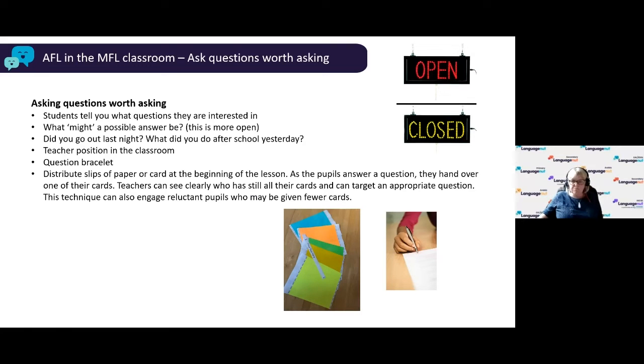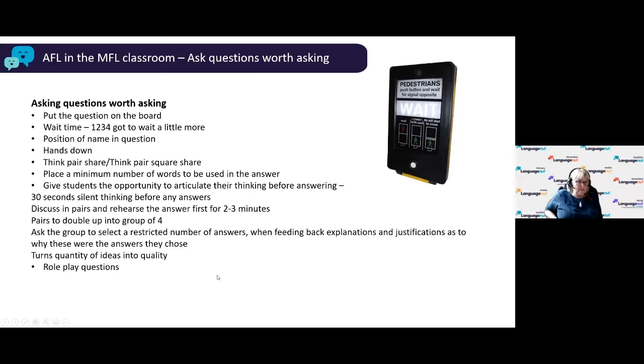The question bracelets are something that I've used quite a lot, and you'll see here these are like concert bands that you can buy cheaply off eBay, and basically I will give a student each one and they might have a question on it, and it just helps them to remember questions. Or you might distribute slips of paper at the beginning of a lesson, and as a child answers a question, they hand over the piece of paper so that you can see who's actually answered a question, and it just makes it a little bit clearer for you. Other ways of doing questions is putting the question on the board, which makes it easier. You can reveal it slowly or whatever.